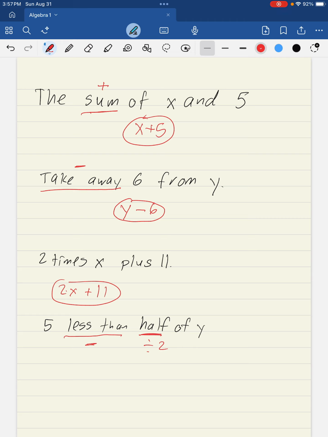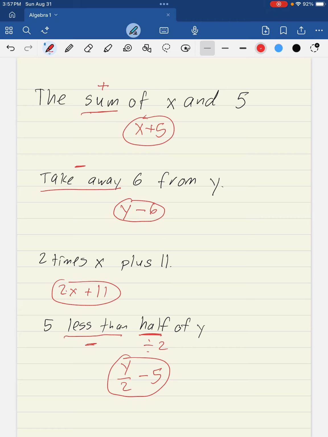This is another one, like when we had to take away 6 from y, where we flip those numbers. 5 less than half of y. We start with half of y, which is y divided by 2. That's half of y. And then we take 5 from that, or 5 less than that. So y over 2 minus 5. Boom. There we go. Again, these are tricky.